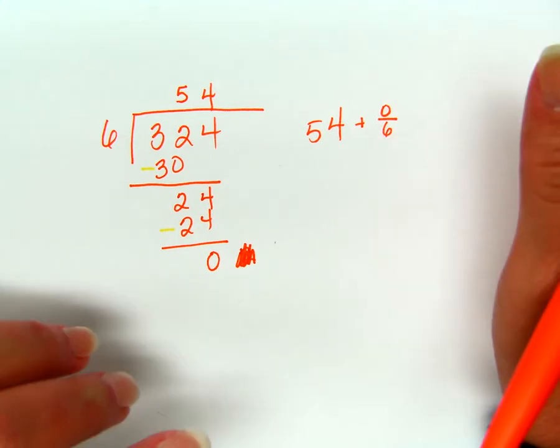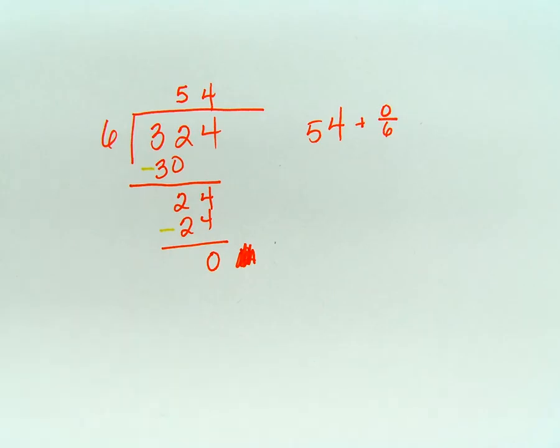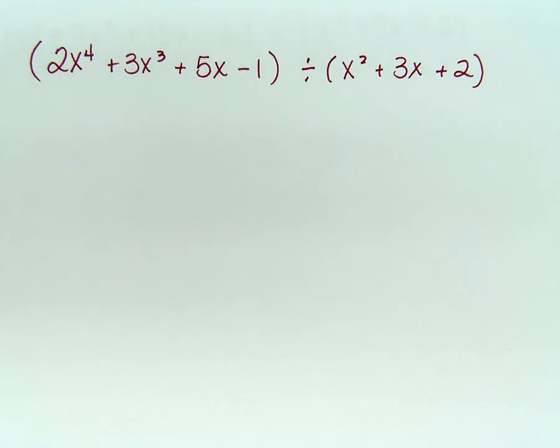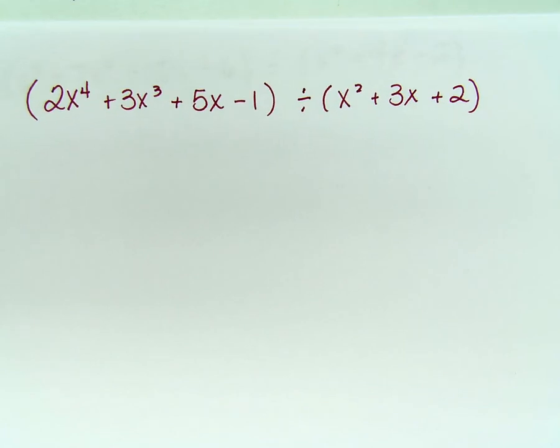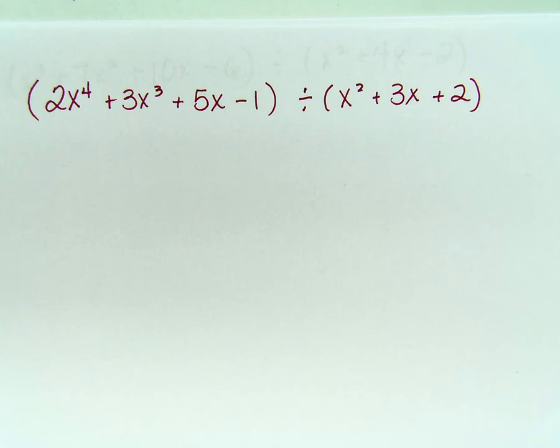You okay with that? Okay, then let's try this problem right here. 2x to the 4th plus 3x to the 3rd plus 5x minus 1 divided by x squared plus 3x plus 2. So most people's first reaction was, I can't do it, it's too hard. We're better than that, aren't we? We're smarter than that. We don't see this as a hard problem. We see it as a challenge. You ready? Okay, let's go on an adventure.